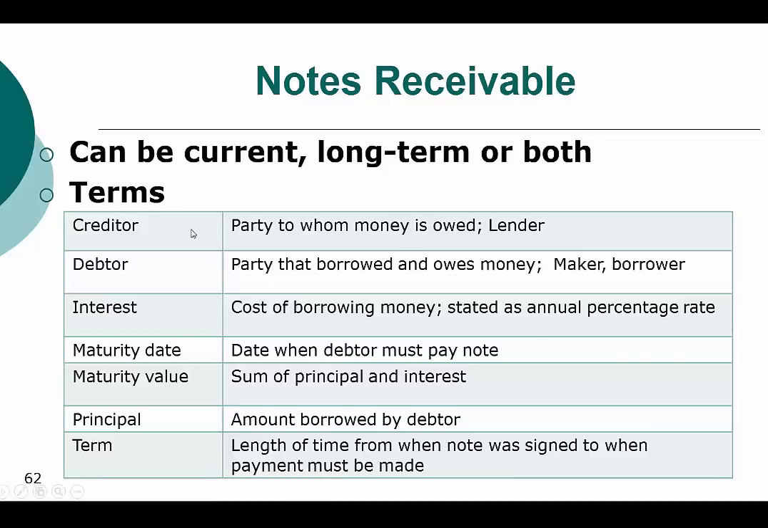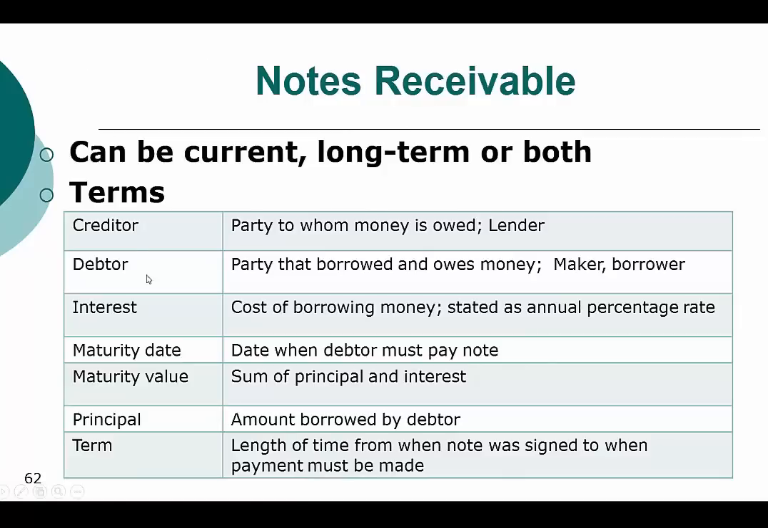So the creditor would be us. We lent the money. The debtor would be the other party, either an individual or an organization. Interest is the cost of what the debtor has to pay in addition to the principal, or what we actually lent them. Maturity date is just when everything must be paid by. Maturity value is, at least for this instance, the sum of both principal and interest. That's what they would be paying us at maturity, since they're not paying us monthly. Principal is the amount that the debtor borrowed, and then the term is the time frame of the note. It can be any time, but it would be specified in the note.